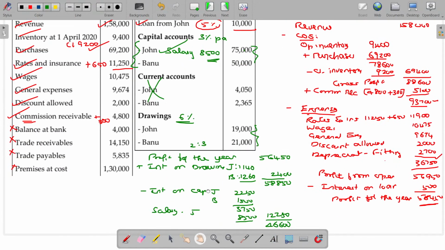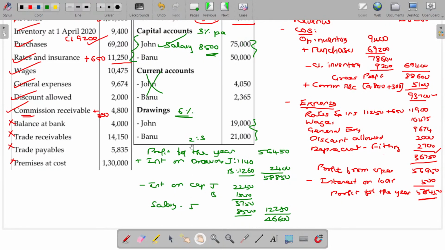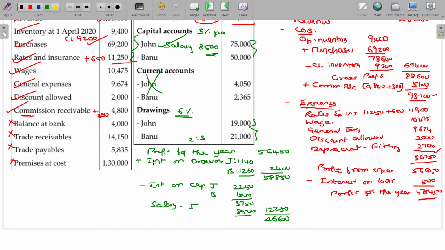Now you have to share this between the two partners. Profit share for John and Bonu in the ratio of 2:3. 2 shares is 18,640, and 3 shares is 27,960, making 46,600. So here we have understood how we can link the income statement with the profit and loss appropriation account. The profit you have found will now be appropriated to the partners.